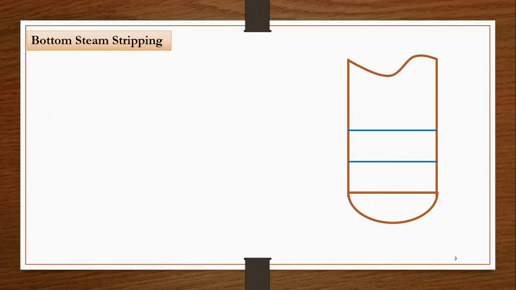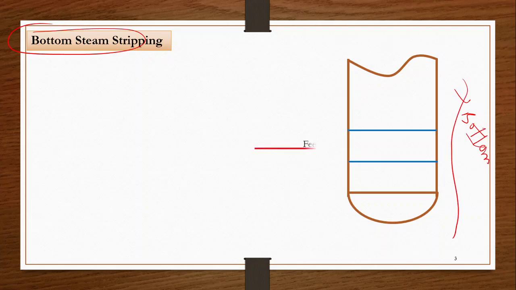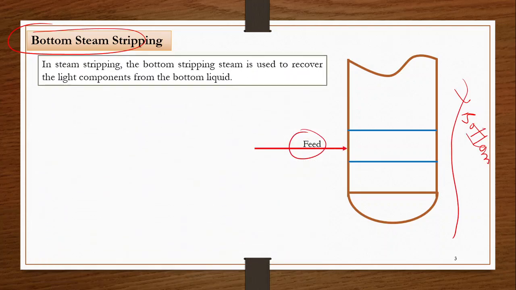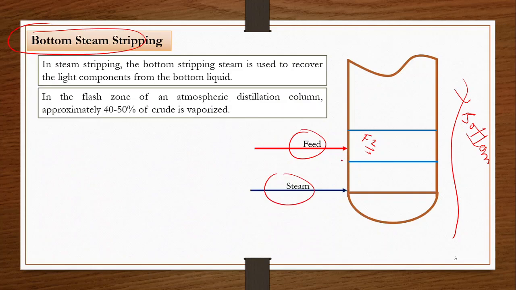The second term is the bottom stream stripping. So what is the meaning of bottom stream stripping? Let us take the same case, the bottom section of the column. So this is a feed and this is a flash zone. In steam stripping, the bottom stripping steam is used to recover the light components from the bottom liquids. So that is basically used for the recovery of the lighter fractions from the liquid.